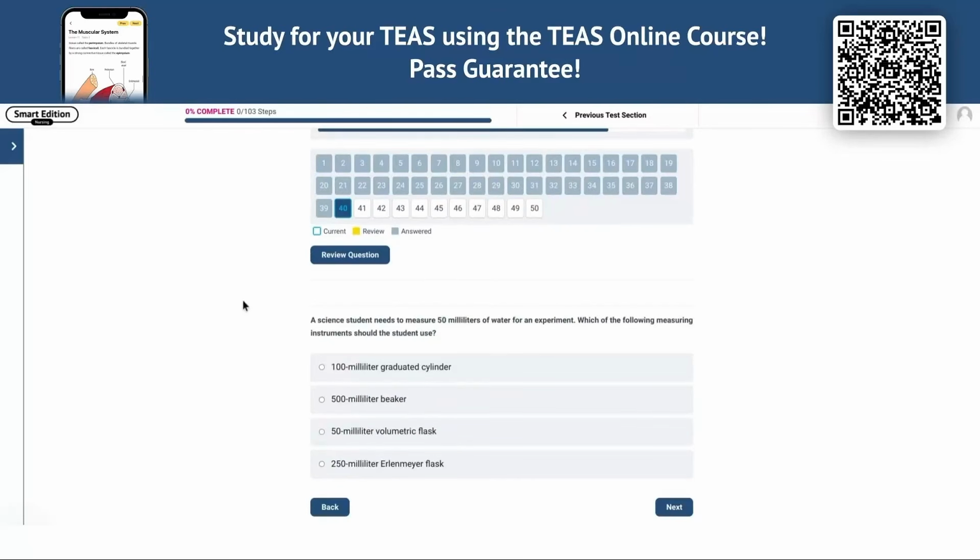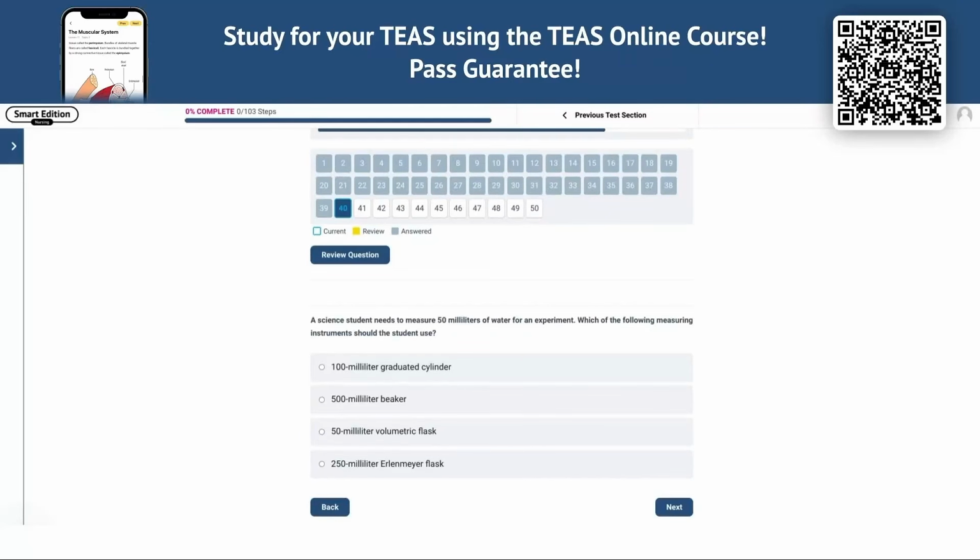A science student needs to measure 50 milliliters of water for an experiment. Which of the following measuring instruments should the student use? A 100 milliliter graduated cylinder, a 500 milliliter beaker, a 50 milliliter volumetric flask, or a 250 milliliter Erlenmeyer flask.